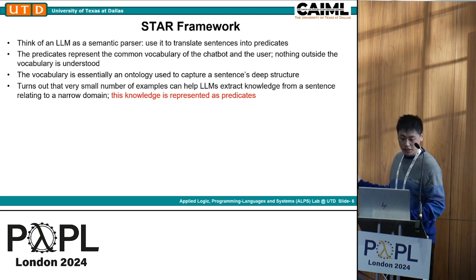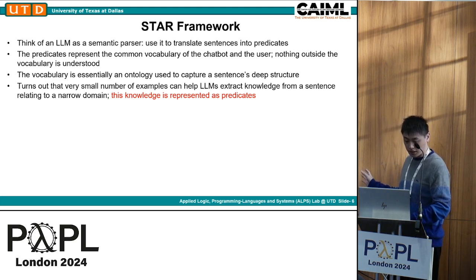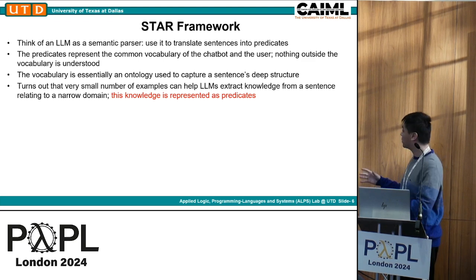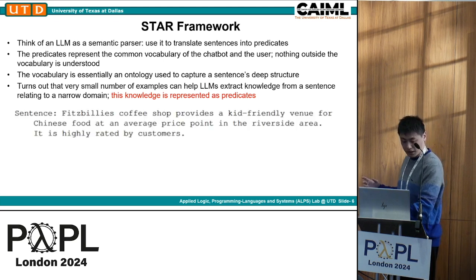The vocabulary is essentially an ontology used to capture the sentence deep structure. We did an experiment on that, and it turns out that a very small number of examples can help them extract knowledge from a sentence related to a narrow domain. I will show you one example we are doing. This is about the description of a restaurant.